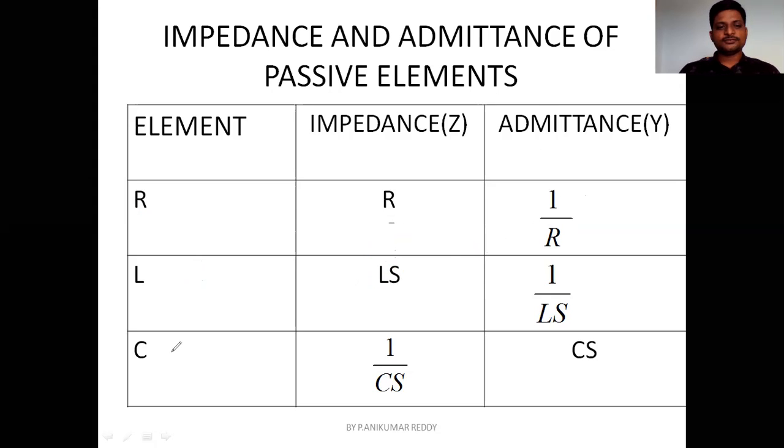Okay. Next, if you take a capacitor, the capacitor has impedance of 1 by Cs. Z is equal to 1 by Cs for a capacitor. And once you have Z, you can write Z is equal to 1 by Y, or Y is equal to 1 by Z. So you can write 1 by Cs. Therefore, you will get the admittance of the capacitor as Cs.